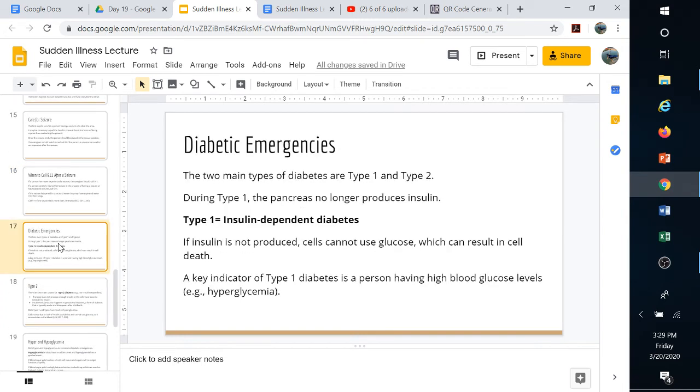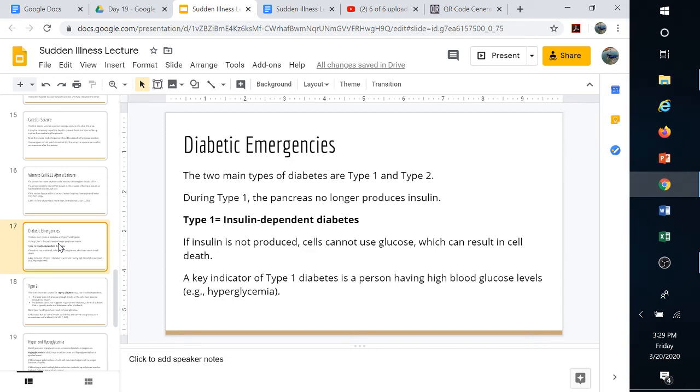So now let's move on into diabetic emergencies. There are two main types of diabetes. We've got type 1 and type 2. Yes, you do have gestational diabetes, but we're going to classify it under type 2, even though it can be acute. Type 1, the pancreas is no longer producing insulin, right? So there's no insulin to bind with the cell for it to take up glucose.